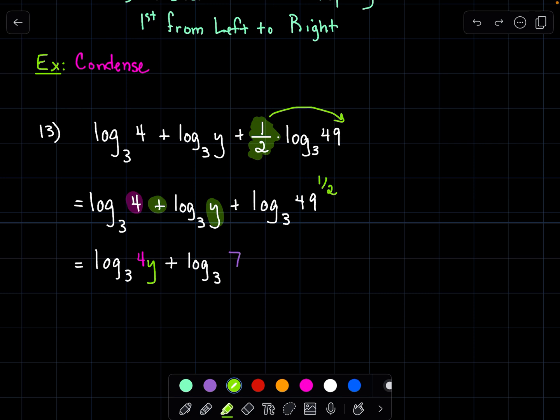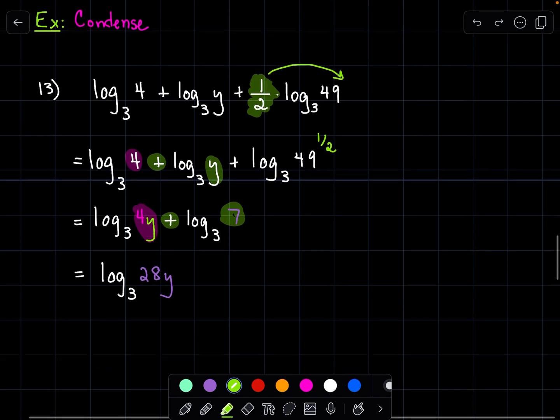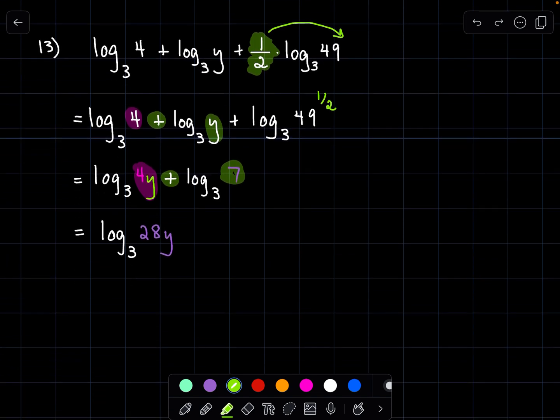And then what I hope you notice is that I got another plus sign between the logs. This tells me to use the product property once again. What am I taking the product between? It's the 4y that we just made with our first log and the 7 that we got after the 49 to the 1/2 power. Multiply those two together, and this would completely condense down to log base 3 of 28y for our final answer. So you really do need to use that order of operations idea to be 100% successful at condensing these examples.